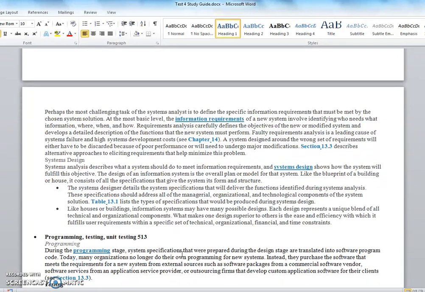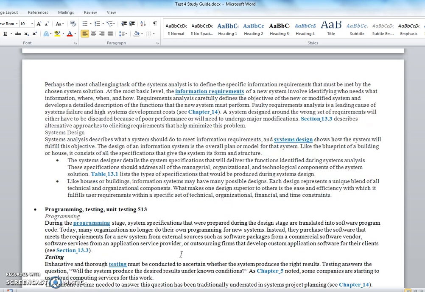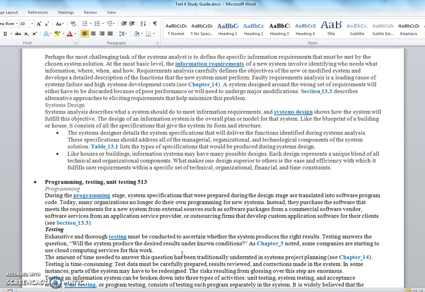Systems design. This is on the exam. Systems analysts describe what a system should do to meet information requirements, and systems design, this is on the exam, shows how the system will fulfill this objective. The design of an information system is the overall plan or model for that system, like the blueprint of a building or house. It consists of all the specifications that give the system its form and structure. The systems designer details the system's specifications that will deliver the functions identified during systems analysis. These specifications would address all managerial, organizational, and technological components of the system solution, and the table lists the types of specifications that would be produced during system design.